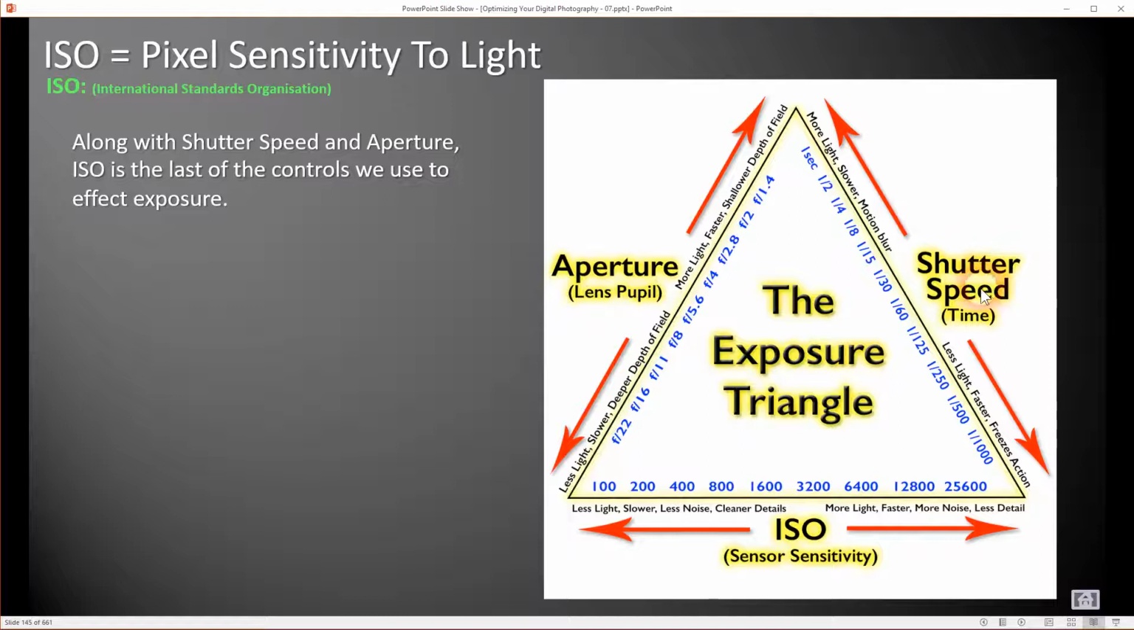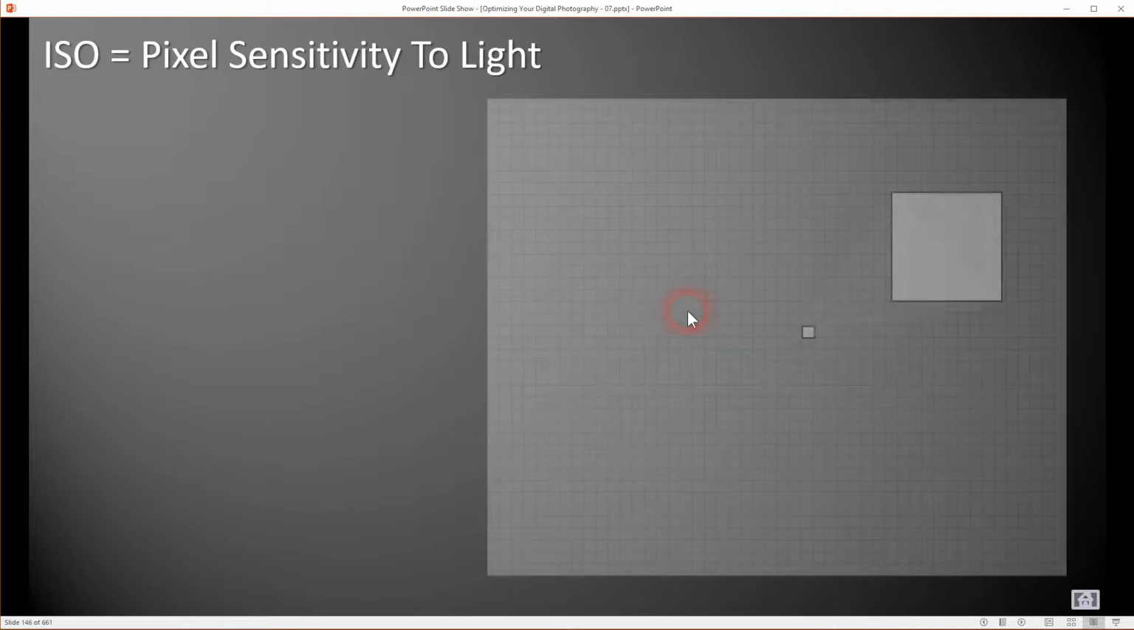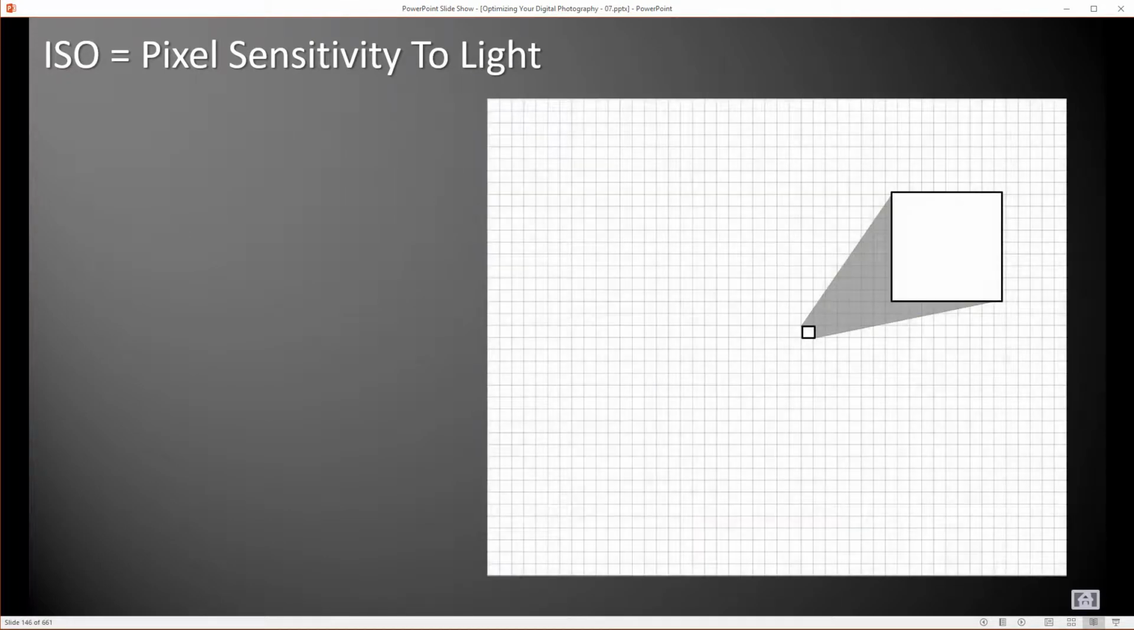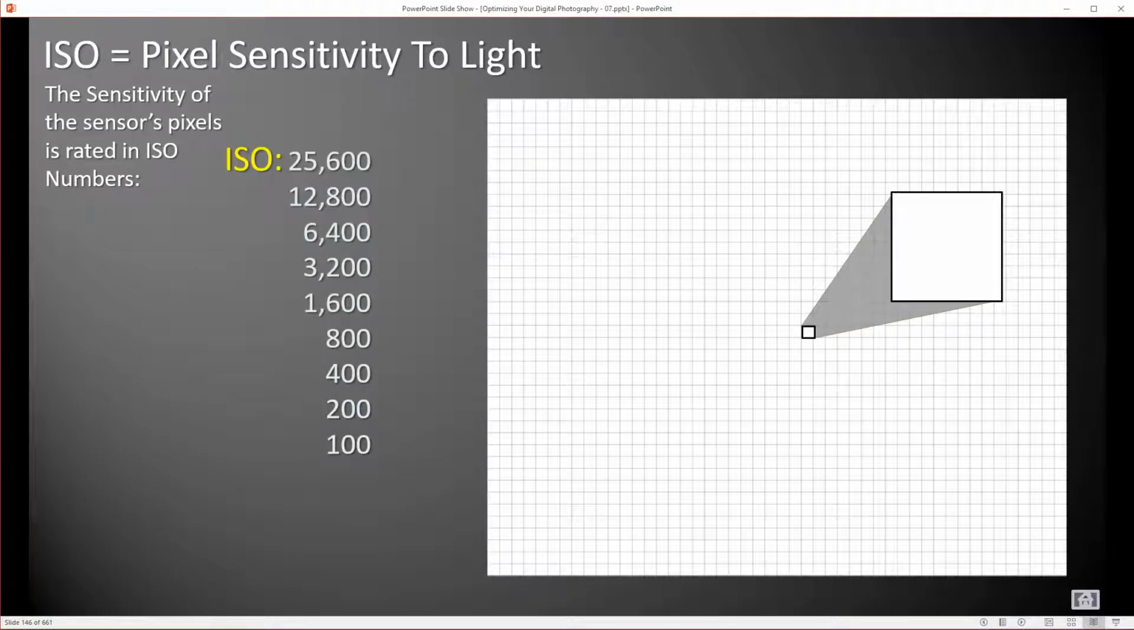So we've got shutter speed, which we've covered, aperture and ISO, and these all interrelate with each other when we're calculating the exposure, or the camera does when it's on automatic. Okay, so the three main controls that affect exposure. The sensitivity of each pixel, or the sensor's, is rated in ISO numbers. You may be familiar with 100 ISO, 200, 400, and generally they go in steps of double, double, double, although for certain cameras we do have intermediate steps as well.